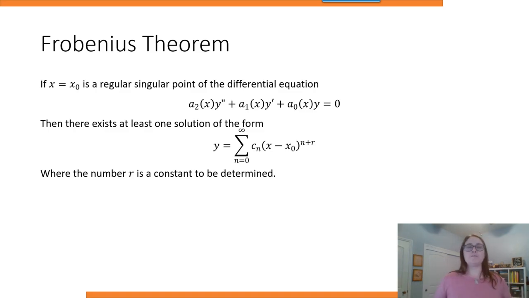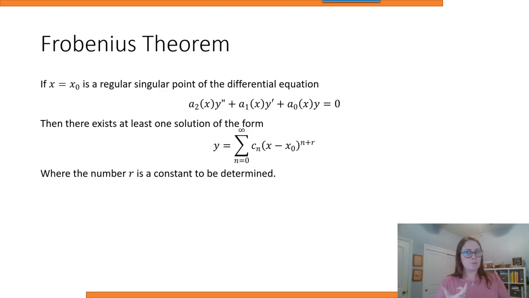Once I've figured out that I'm dealing with a regular singular point, this is when I can use Frobenius's method. And Frobenius's theorem tells us that if I have a regular singular point, x naught, for the second order differential equation, then there exists at least one solution of this form. So there's one power series solution that's the sum from n equals 0 to infinity of Cn, so those are my unknown coefficients, times x minus x naught to the n plus r.